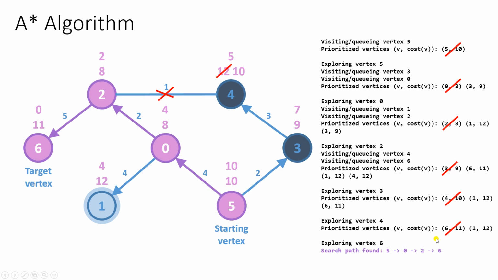a search path found by using backtracking. It goes from the target vertex in reverse following its predecessor vertices, and here we have our search path starting from 5, going over 0, over 2, and over 6. And now that we have arrived at the target vertex, we know that the absolute lowest total cost of finding the target vertex is 11. Let's check. It's 4 plus 2, that's 6, plus 5, that's 11.